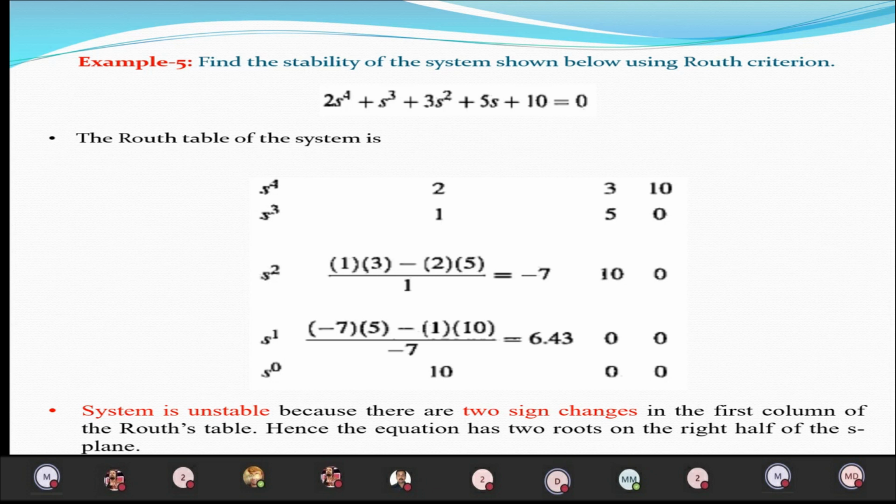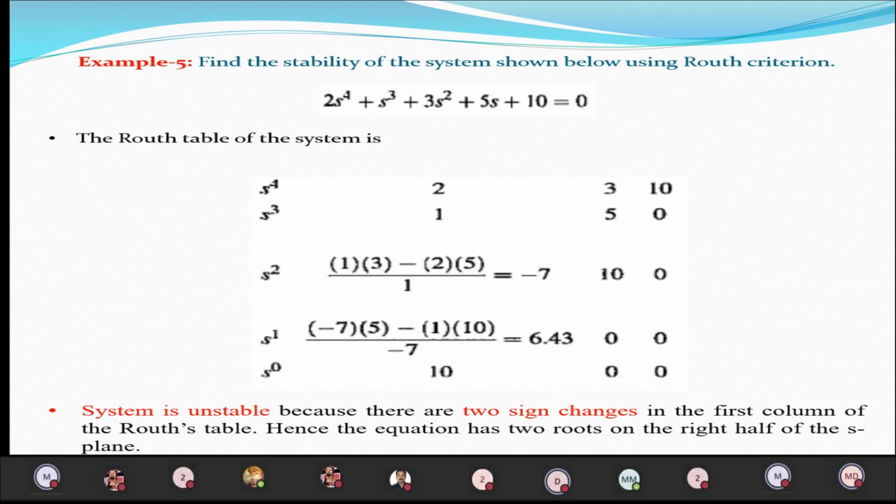So now s power 2 you can determine. So 1 into 3 minus 5 into 2 divided by 1. Okay, so you'll be getting -7. Similarly 1 into 10 minus 0 into 2 divided by 1. So you'll be getting 10 over here. Similarly, you can determine the next value. So next row you can determine s power 1. So here you can consider the above two rows. So you will be getting -7 into 5 minus 10 into 1 divided by -7. So you'll be getting a positive value. So the remaining elements will be 0.